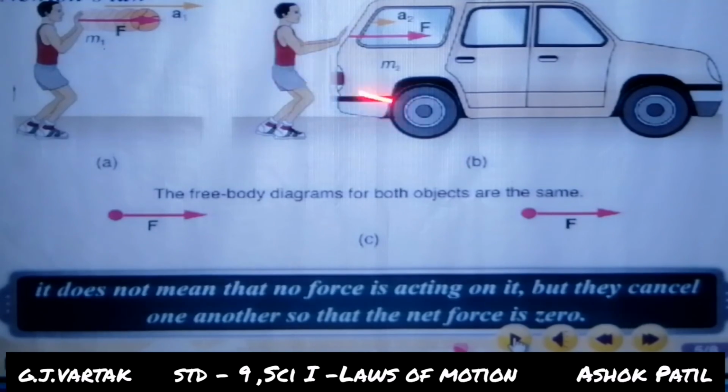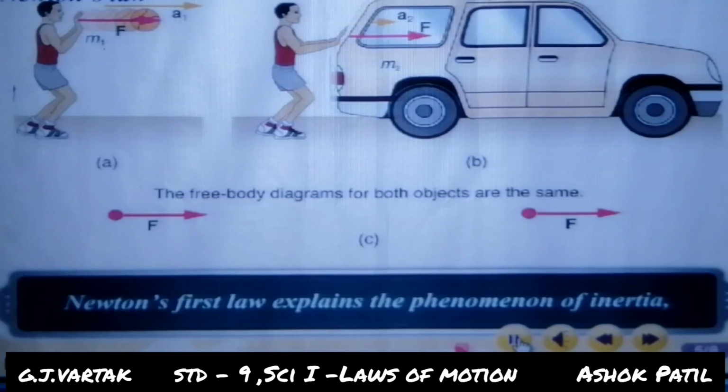Look here. This is a car. Suppose this car is at position A, and later we see this car pushed from here to here. The free body diagrams for both objects are the same. It does not mean that no force is acting on it, but they cancel one another so that the net force is zero.